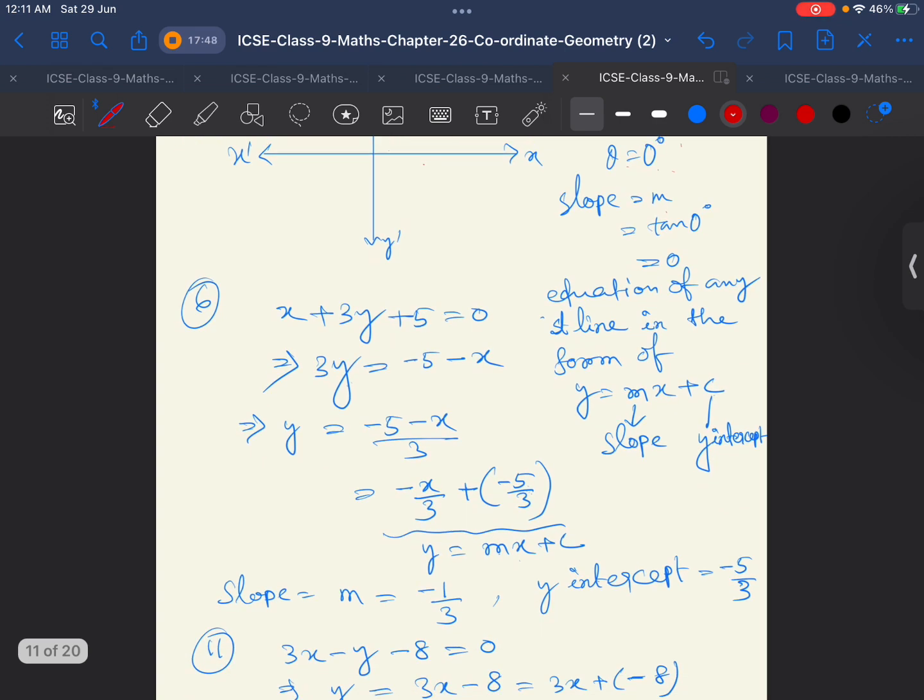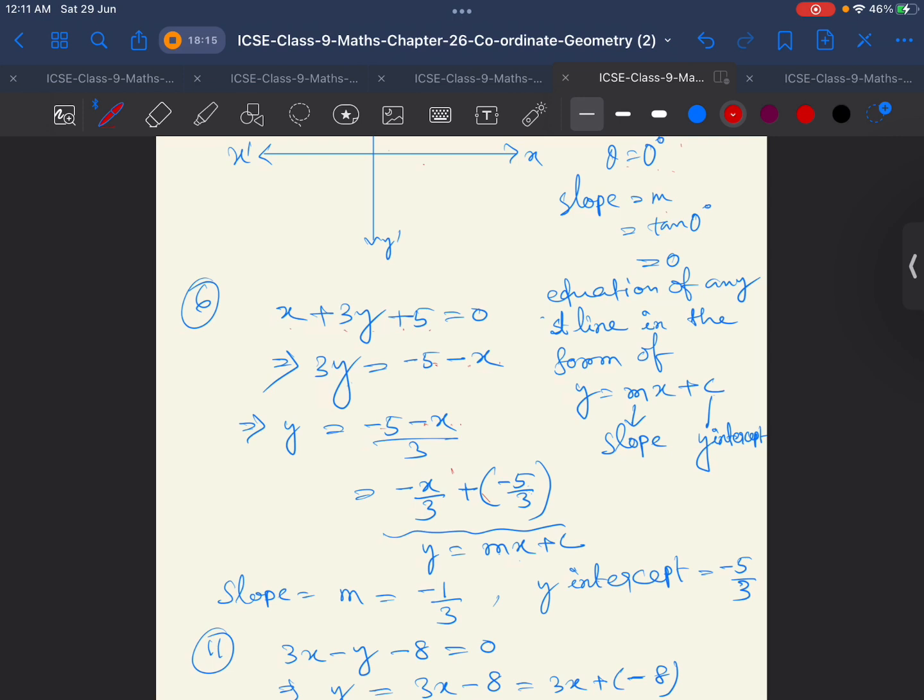Question number 6. For each of the equations given below, find the slope and the y-intercept. The first equation is x plus 3y plus 5 equals 0. This implies 3y equals minus x minus 5. So y equals (minus x minus 5) by 3. So we can write it as minus x by 3 plus minus 5 by 3.